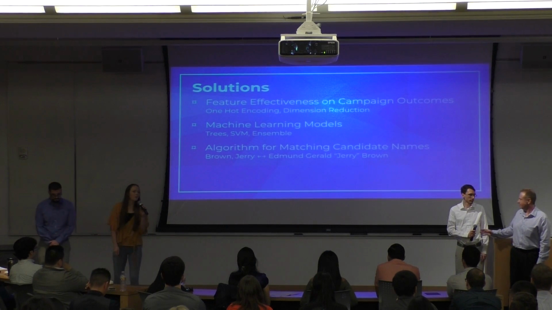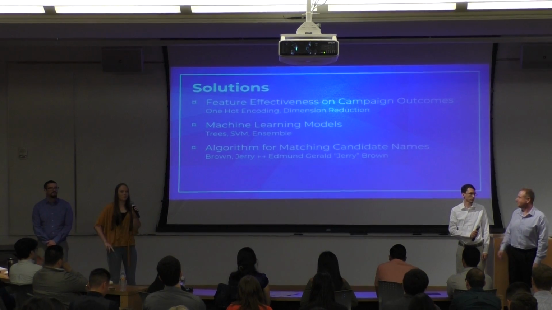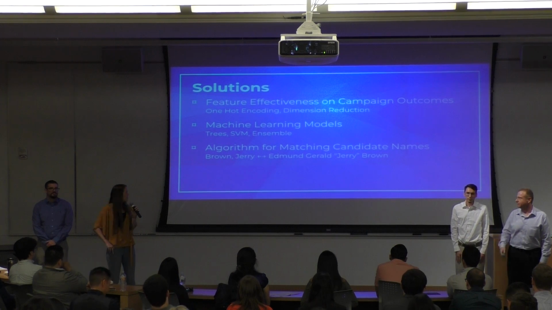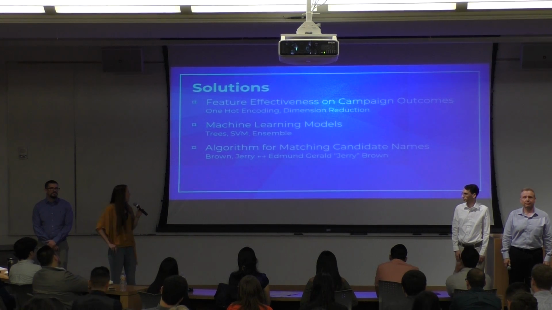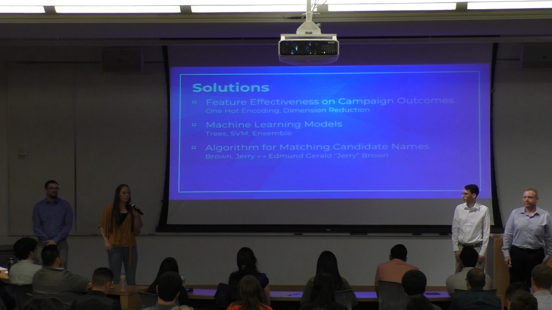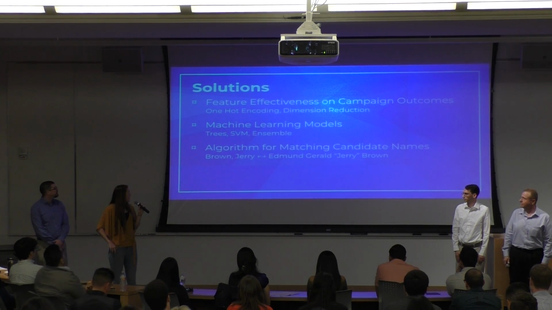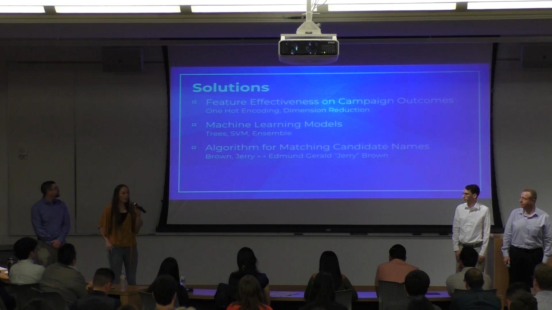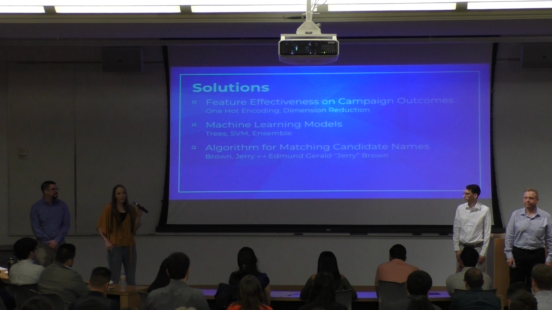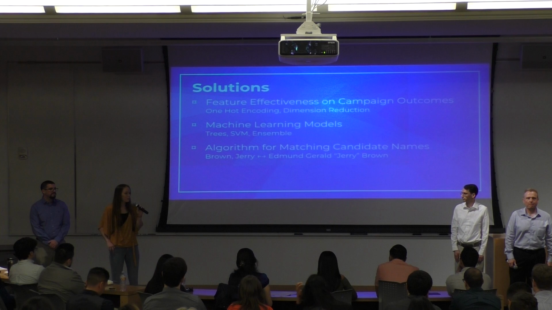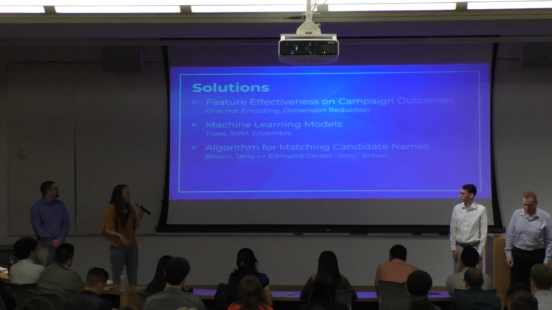So some of the solutions we came up with was to analyze the characteristics of finance contributions. And we did that using machine learning, one-hot encoding, and dimensionality reduction of our data set. We also created a few machine learning models to analyze these feature effectiveness. One that really worked out well was a tree, a support vector machine, and ensemble methods. And we also created an algorithm for name matching because in two different data sets, there were different names for different candidates. For example, Jerry Brown and Gerald Brown.